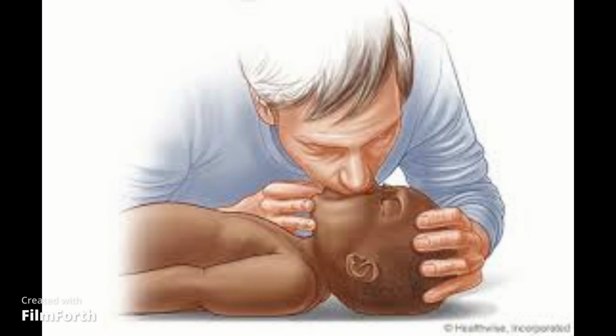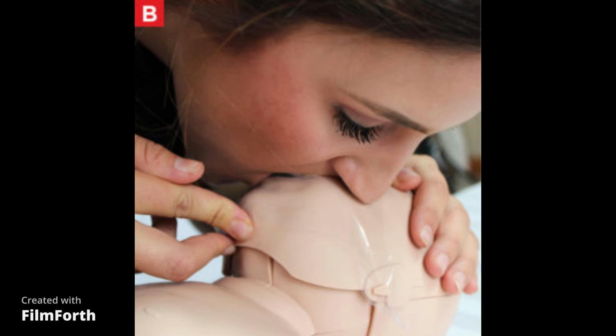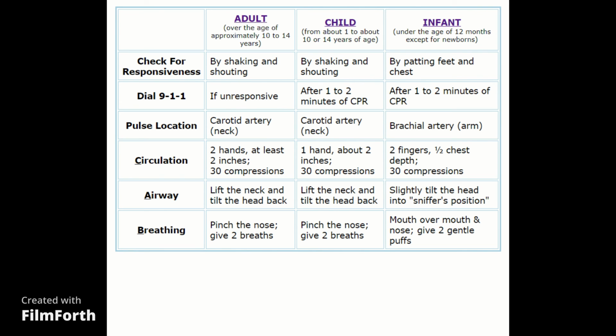B refers to breathing. Cover the infant's nose and mouth with your mouth and use gentle puffs, breathing from your cheeks, not your lungs, as you give 2 breaths. Third, perform 5 cycles of 30 compressions and 2 breaths for 1 to 2 minutes before dialing 911. Continue performing rescue efforts, checking for pulse every minute until help arrives.